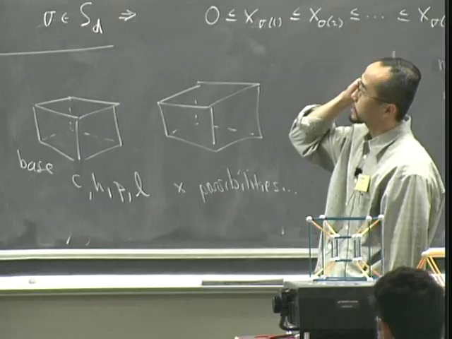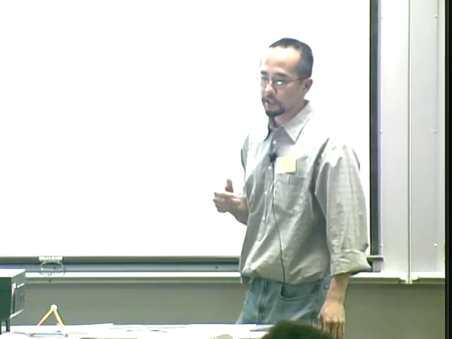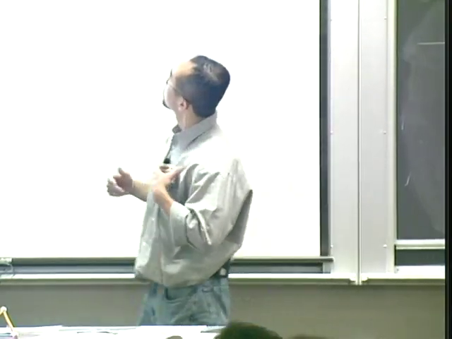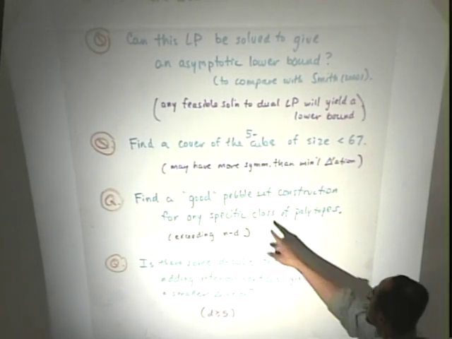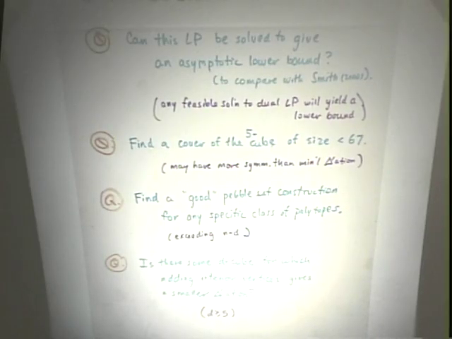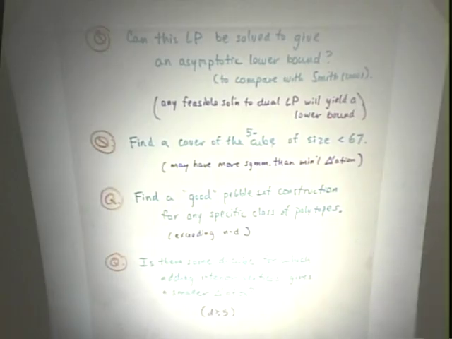Okay, just to conclude then, I'll give you some further questions that you might want to think about, and these are also in your handout. One thing that we're interested in doing is solving the LP analytically to get an asymptotic lower bound. And we could just, in fact, try to find a feasible solution to the dual to get a lower bound for this. Something you might want to think about is finding a cover of the 5-cube that's smaller than size 67, or showing that the smallest cover has to be size 67. I mean, it's possible that if you allow overlap, you might have more symmetry than the minimal triangulation.